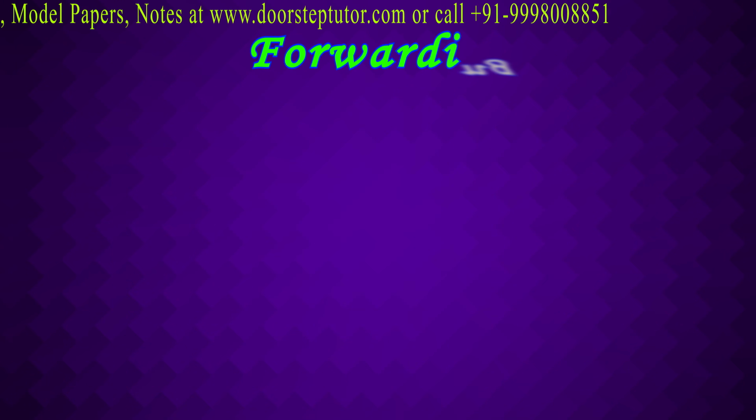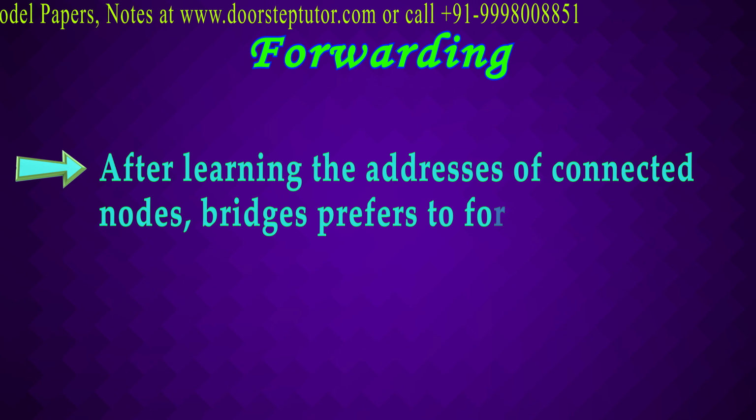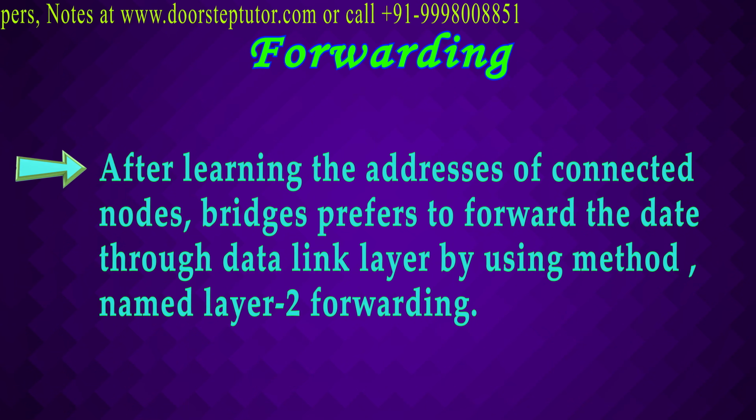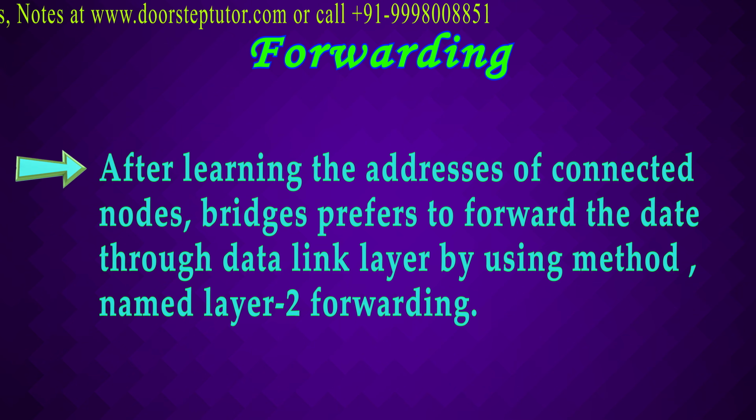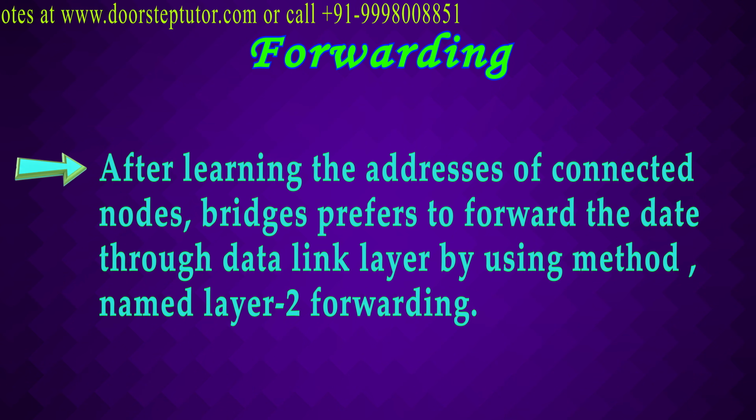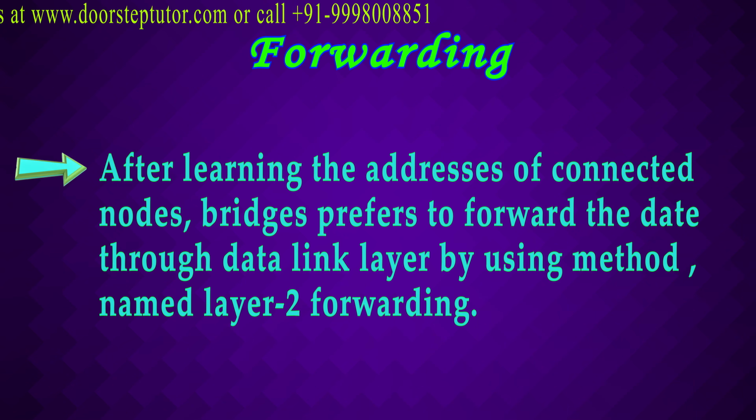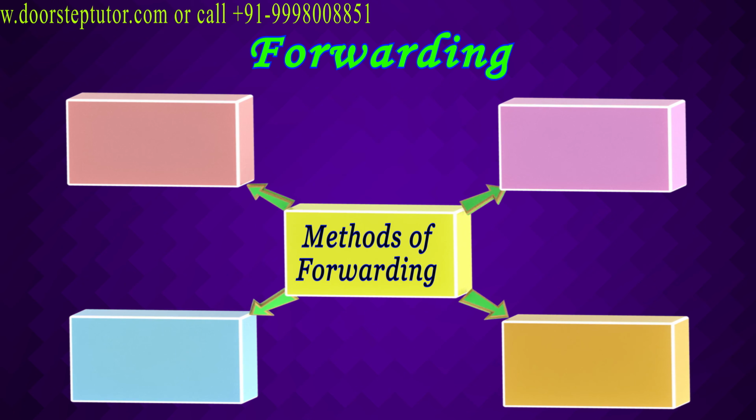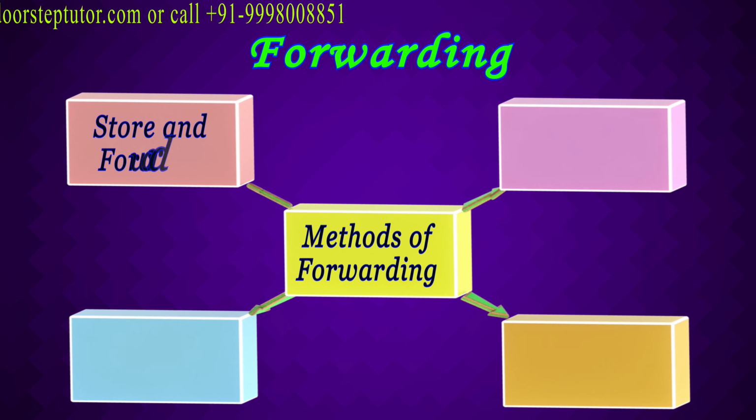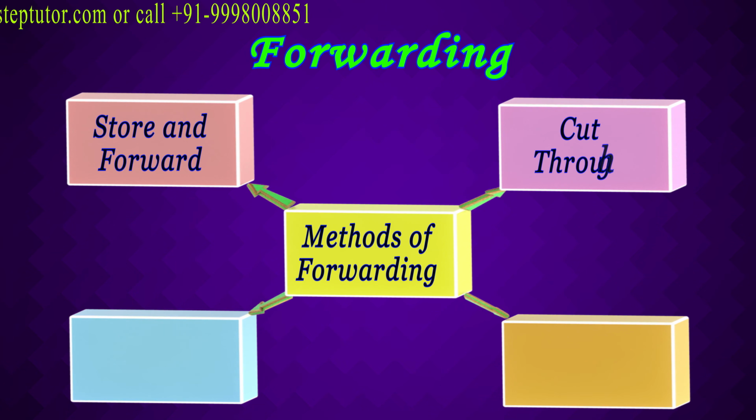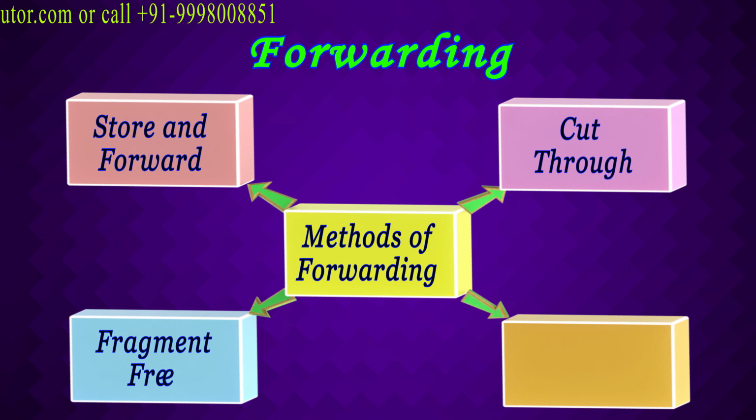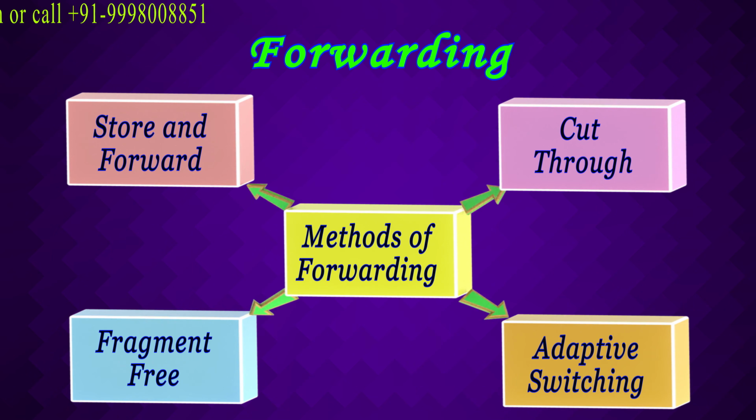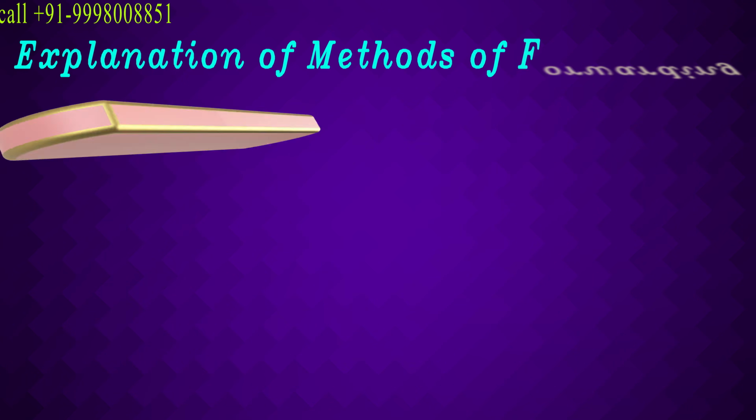The next is forwarding. Forwarding means that we need to store the data and forward it to the next location, that is the next layer, from one layer to another layer. There are four types of forwarding methods: first is store and forward, second is cut through, third is fragment free, and last is adaptive switching. So let's discuss one by one.